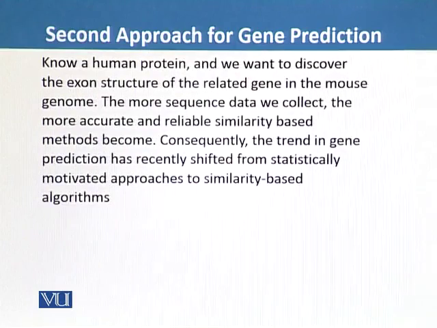So instead of employing a statistical analysis of exons, the similarity-based method attempts to solve the combinatorial puzzle: find a set of substrings in a genomic sequence whose concatenation fits a known human protein. In this scenario, we suppose we know a human protein and we want to discover the exon structure of the related gene in the mouse genome.